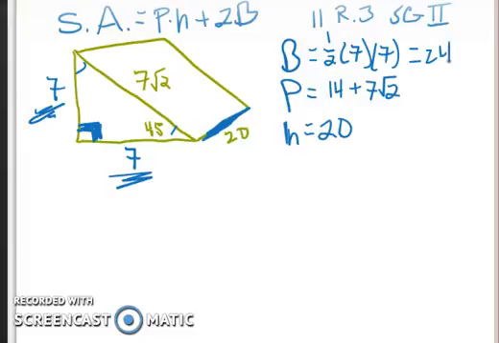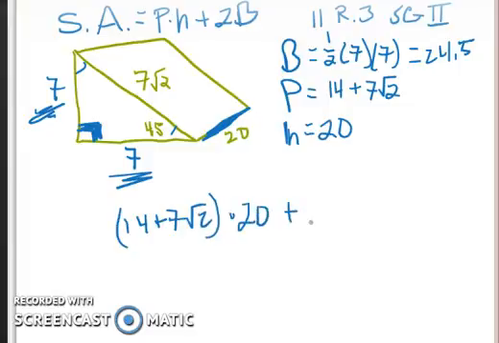Once you find everything, you're pretty much good to go to plug it into the formula. Perimeter: we got 14 plus 7 rad 2. That's kind of strange. Multiplied by 20 plus 2 times 24.5. Okay, evaluate the multiplied part. That becomes 49. This one I'm going to go ahead and plug into my calculator and leave it there. So 14 plus 7 rad 2, and then multiply that all by 20.